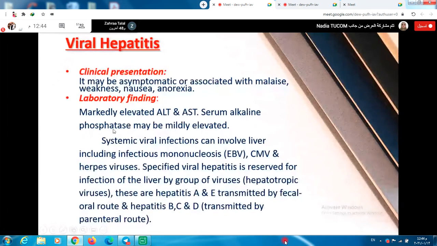Serum alkaline phosphatase, this is a biliary canalicular enzyme that is mildly elevated in viral hepatitis, mainly elevated in biliary tract disease. Okay.